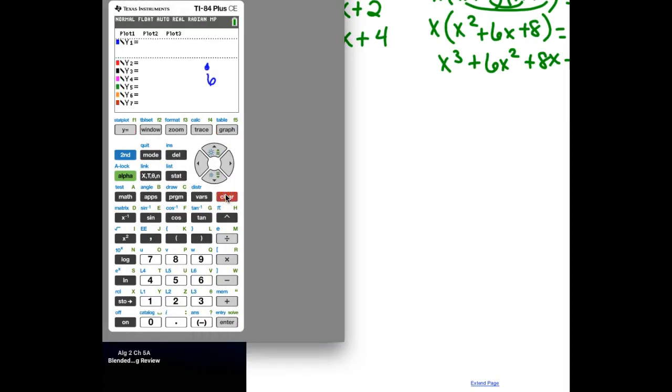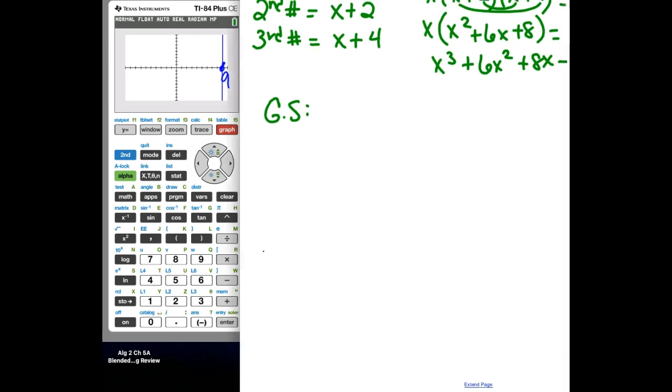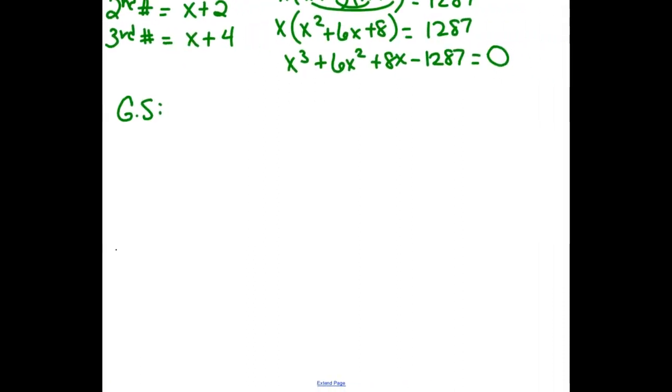All right, so our equation is x cubed plus 6x squared plus 8x minus 1,287. All right, let's go ahead and look at our graph. This time around, it looks like it is crossing the x-axis at 9. All right, so let's go back to our equation here. So we think it's a 9. We're going to prove that.